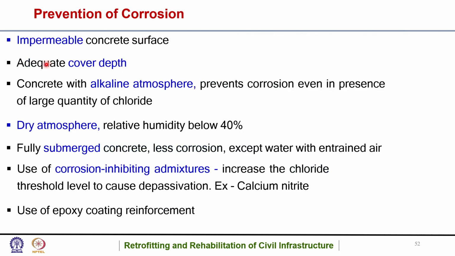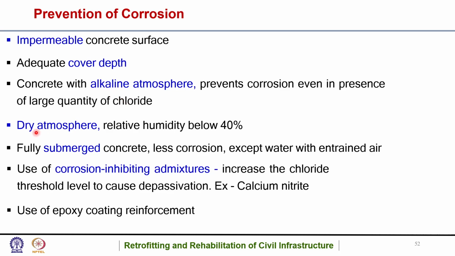How to prevent corrosion? That can be done using these methods. One is impermeable concrete surface, so making the surface of concrete impermeable. Second is having adequate cover depth. Third is concrete with alkaline atmosphere. It prevents corrosion even in presence of large quantity of chloride. So that's why the pH should be equal to or higher than 13.